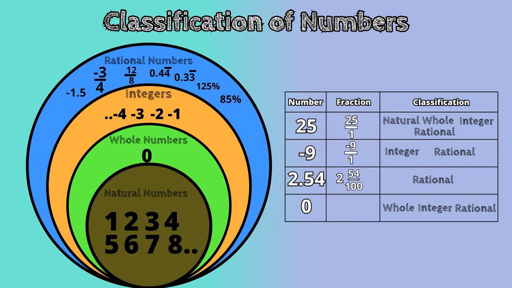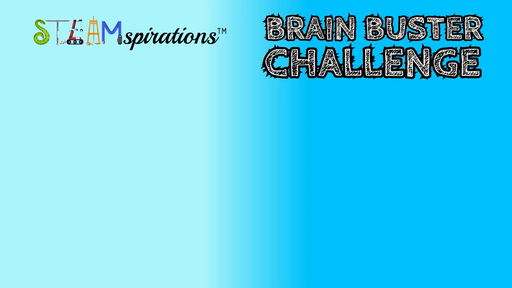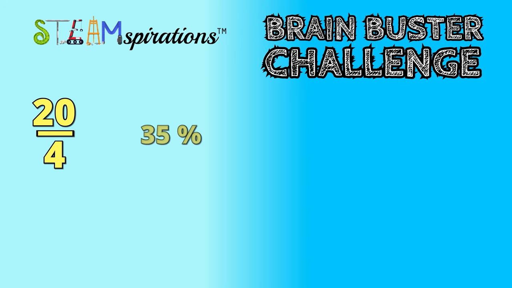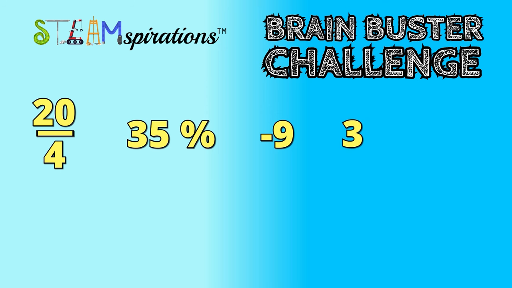Here's your challenge for this video. How would you classify 20 over 4, 35%, negative 9, positive 3, and the number 1,000, applying what we learned today about natural, whole, integers, and rational numbers?